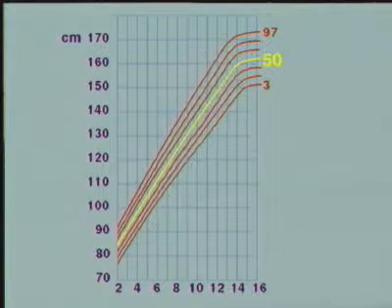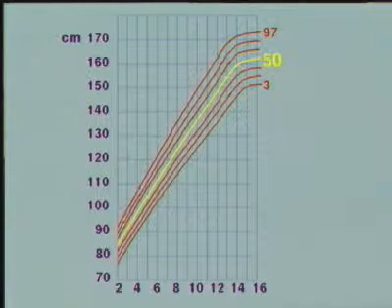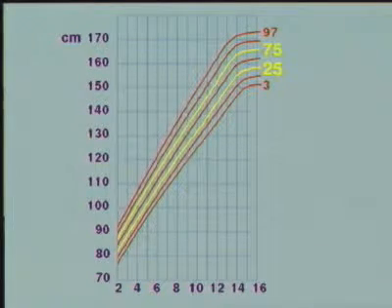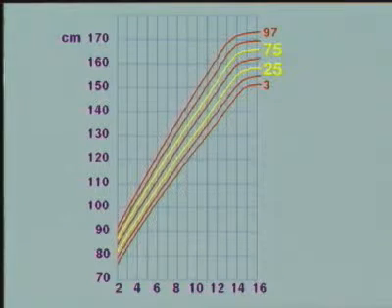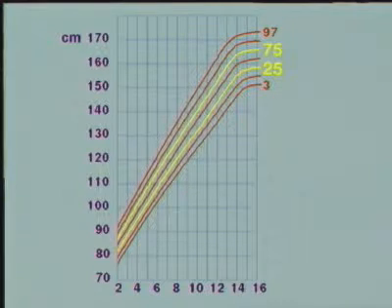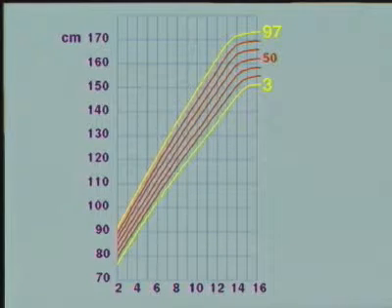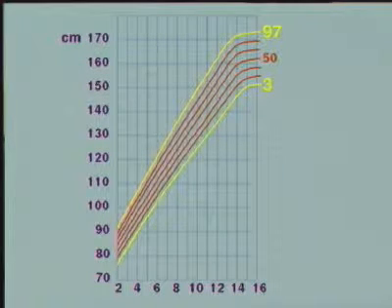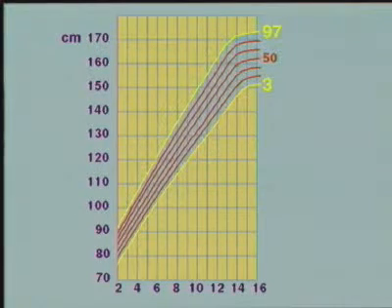The 50th percentile is the median value. It corresponds to the apex of a bell curve. The 25th and the 75th percentile correspond more or less to the first standard deviations. The second standard deviations roughly correspond to the 3rd and the 97th percentile. By definition, we consider all figures outside 2 standard deviations to be abnormal.